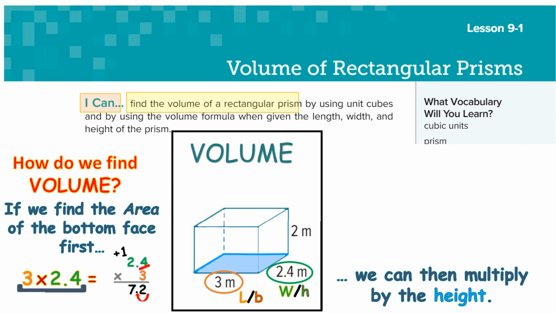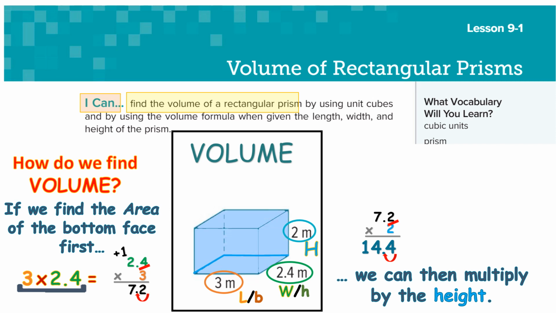But now I want to fill it up. I want to know what the volume is. So I'm going to multiply one more thing by that answer. If I was just finding the area of that base, it'd be 7.2 square meters. But I need to fill it up now. I want to know my height. So I take my 7.2 times the height, and I end up with 2 times 2, which is 4, and 2 times 7, which is 14. Once again, 1 decimal space, so I move from right to left 1 time. So what I'm finding is that my volume, how much it takes to fill it up to the top, is 14.4.